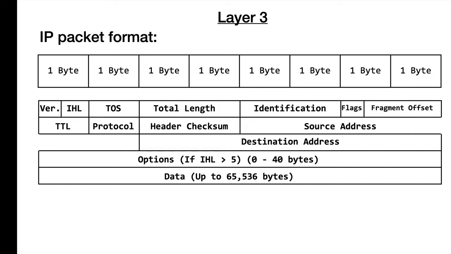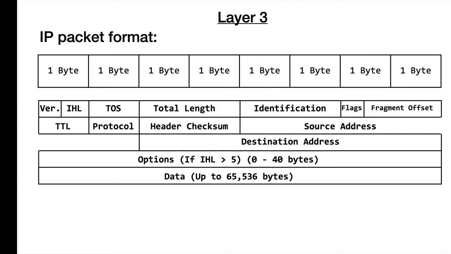We have time to live, which is so packets don't get in an infinite loop and continue cycling through the network between routers. Basically what happens is this is set to one value, often either 128 or 255. Each time this packet goes through a router, that value is decremented by 1, and if it ever hits 0, the packet is thrown away.